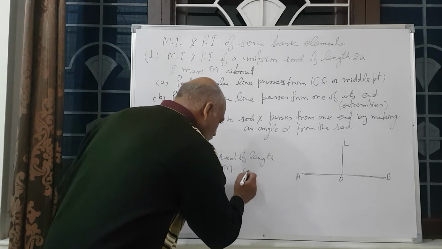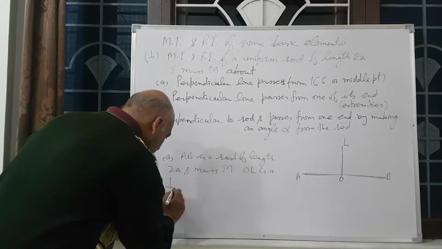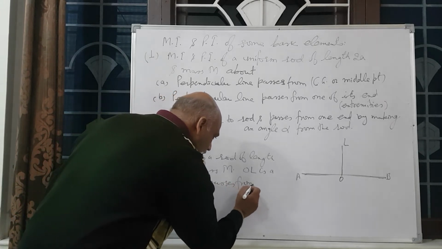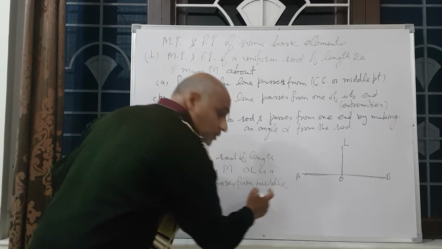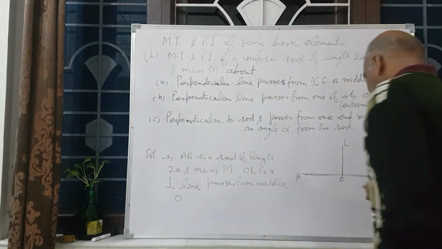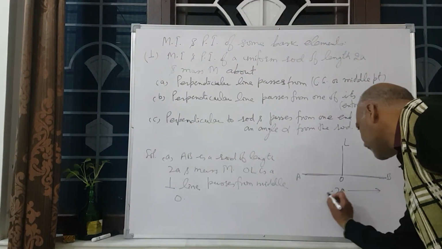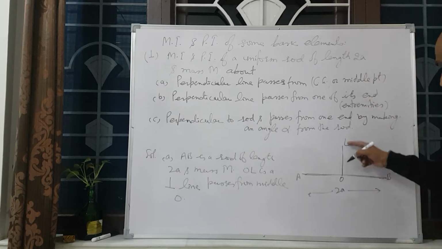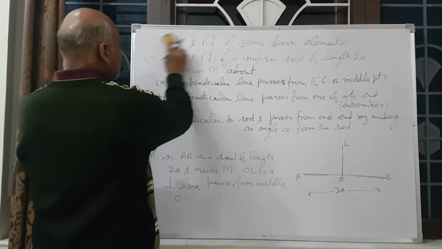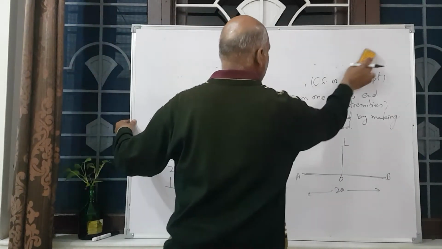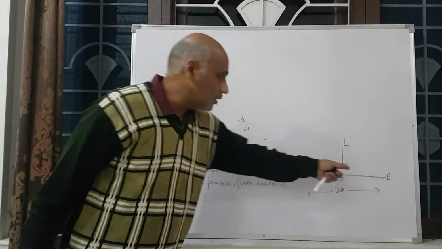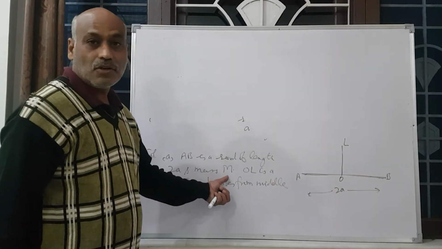And OL is a perpendicular line that passes through its middle point O. This is a rod of length 2a, and this is the middle point O. So now first we have to find how we find the moment of inertia. The mass of the whole rod is M.